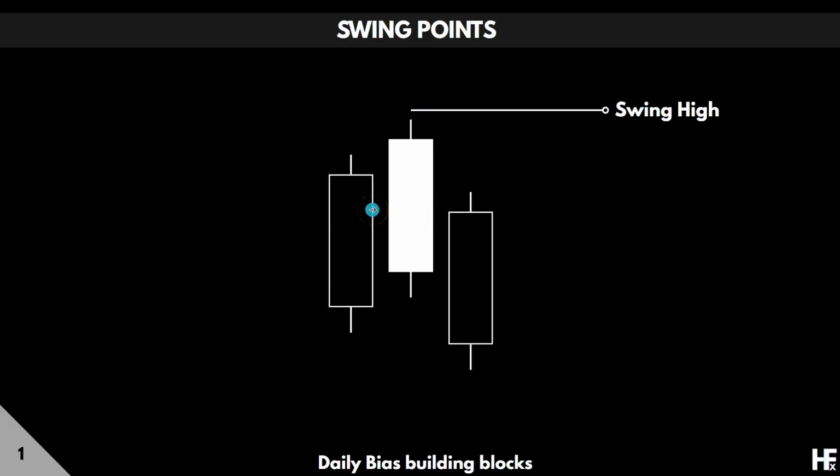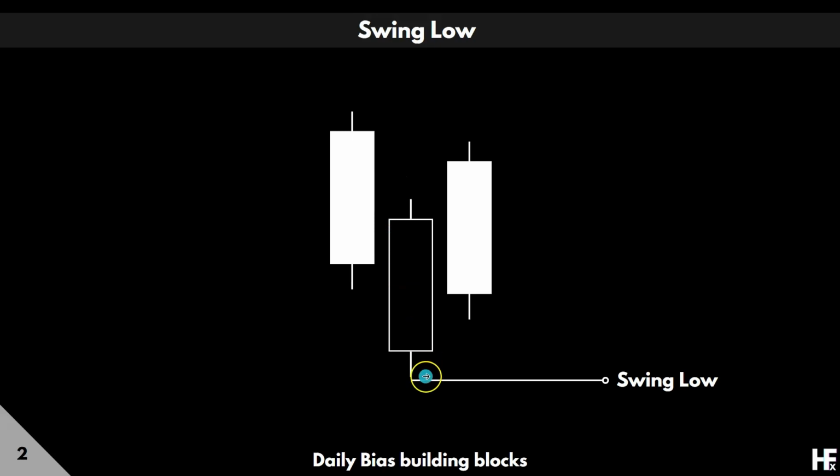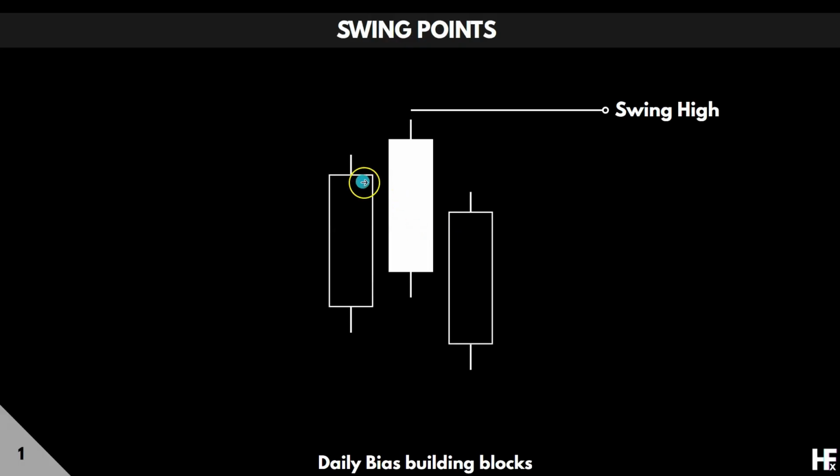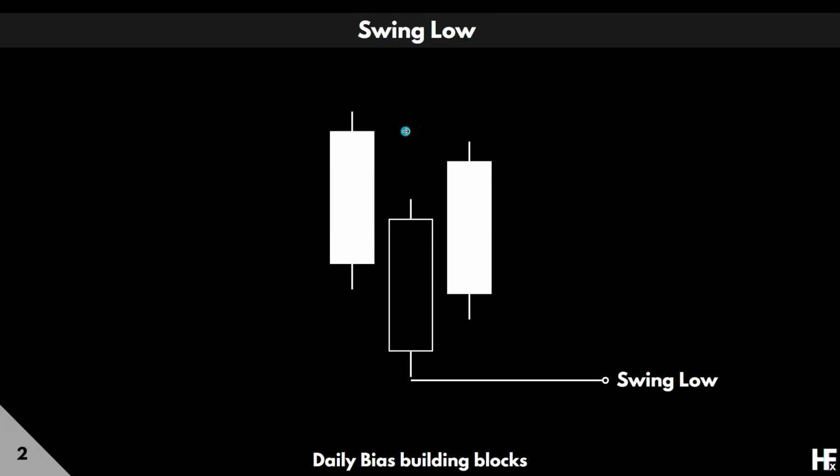So on the other side, we have a swing low, right? A swing low is a candle that closes and has a higher low on either side that would classify this as a swing low. Important to understand that the color of the candle does not matter. I mean, if it's bullish or bearish, that has nothing to do with the swing high or the swing low. Understand? So this is the first building block.